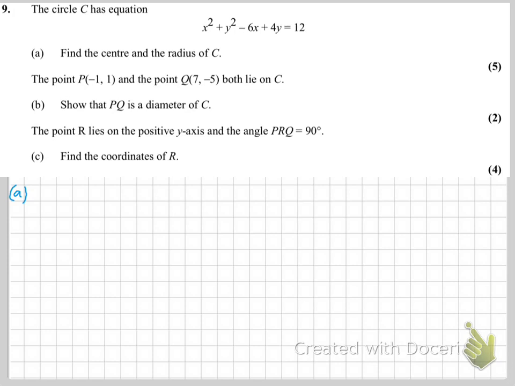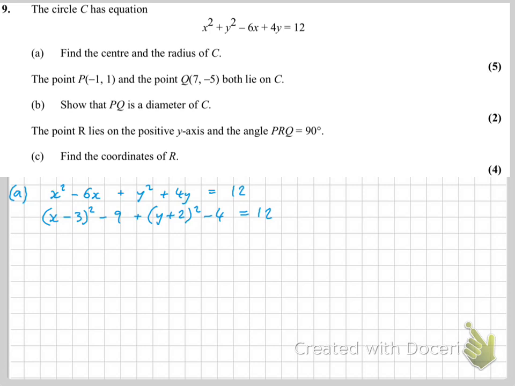So first step might be to write out the equation but rearrange the terms so you've got the x terms together and the y terms together. And then complete the square for x squared minus 6x, and complete the square for y squared plus 4y. And that all equals 12.